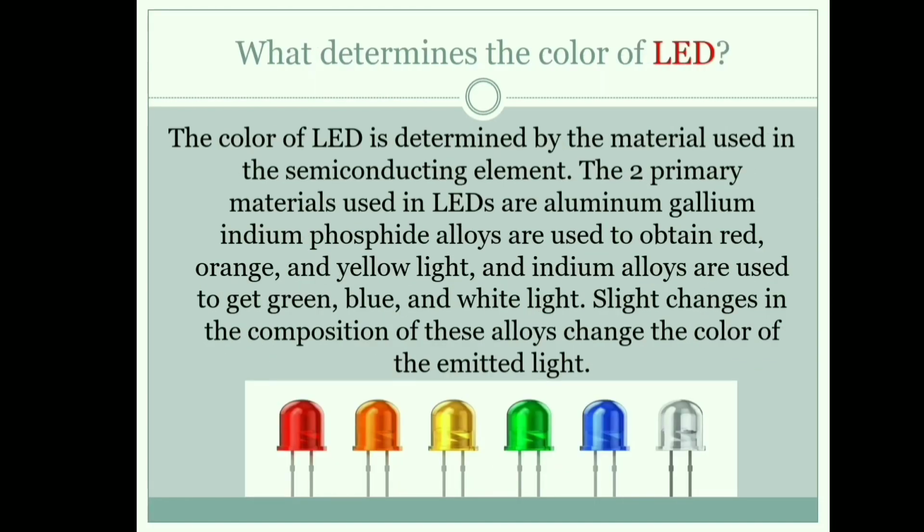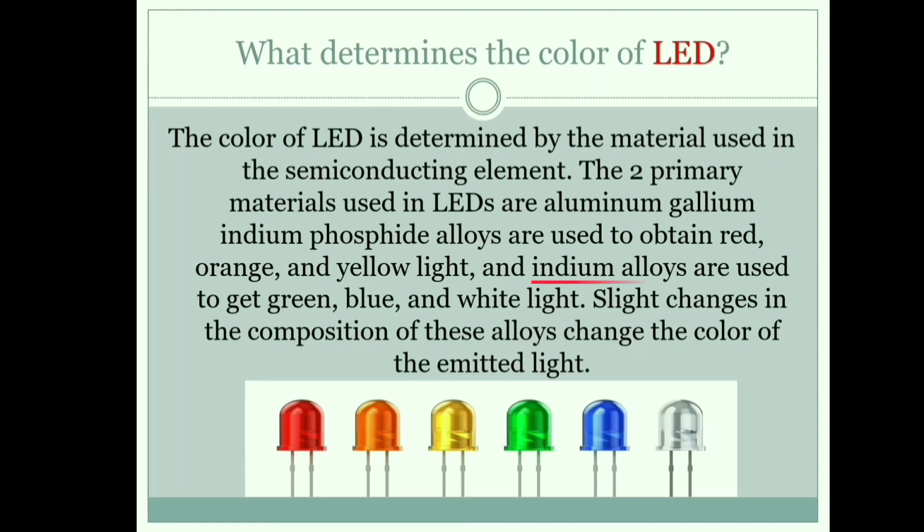Now, as you must have seen the LEDs in Diwali decorations, we see different colors of light. Have you ever thought how we get different colors of light? So now we are here with the answer to this question also: what determines the color of an LED? The color of an LED is determined by the material used in the semiconductor element. The two primary materials that are used in LEDs are gallium and indium phosphide. These alloys are used to obtain different colors such as red, orange, yellow light, etc.